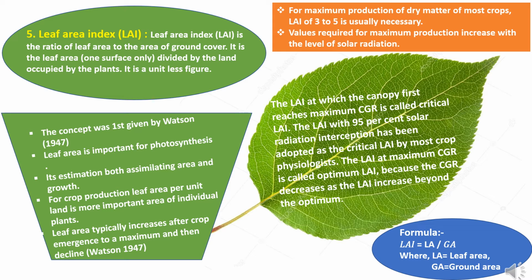The leaf area index at which the canopy first reaches maximum crop growth rate is called critical leaf area index. The leaf area index with 95% solar radiation interception has been adopted as the critical leaf area index by most crop physiologists. The leaf area index at maximum crop growth rate is called optimum leaf area index because the crop growth rate decreases as the leaf area index increases beyond the optimum level.